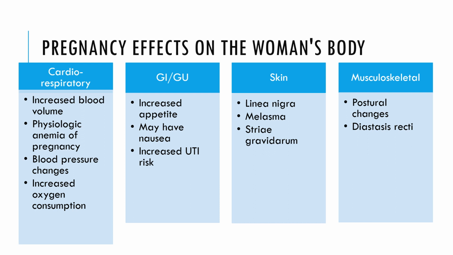Her oxygen consumption needs will also increase. And a term that you may hear during pregnancy is called physiologic anemia of pregnancy. And that is just where there's a dilution of red blood cells related to the expanding plasma volume as well. So there's not necessarily a decline in the number of red blood cells. So it's not a true anemia, but lab values may reflect that.